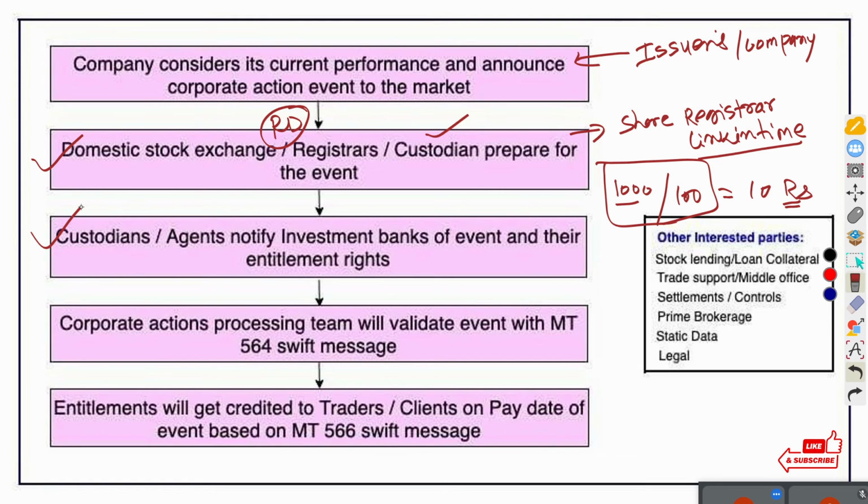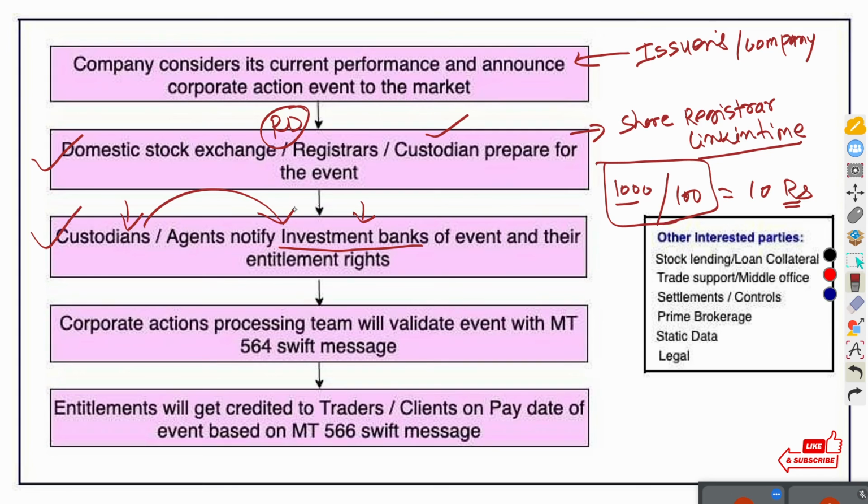Then custodians and agents notify investment banks, hedge funds, pension funds, institutions, fund houses and so on. Custodians maintain the data of their clients and investment banks. Why do investment banks come into the picture? Because on behalf of funds and their clients, investment banks purchase the securities. So custodians process the corporate actions to the investment banks, and investment banks process the benefits to the end users. If you are not able to understand why investment banks come into the picture, I'll tell you in short.